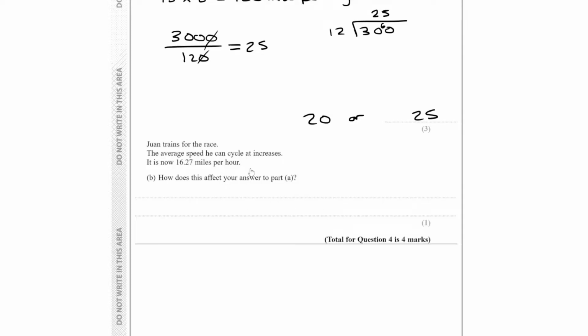Now we've got part B. So we've got Juan trains for the race. The average speed he can cycle at increases. So it's now 16.27. Previously it was 15.12, wasn't it? Now it's 16.27. How does this affect your answer to part A? Now there were actually kind of two possible answers. I guess technically if he's going to cycle faster, it would take him fewer days. That's one option. Fewer days, or your answer would decrease, or whatever you said.